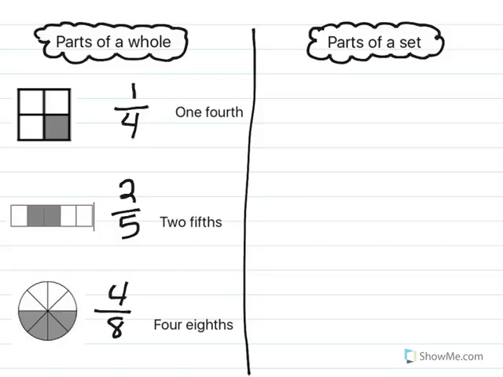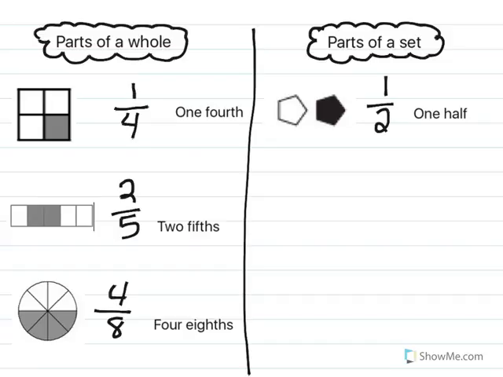Now here the difference is that when we had parts of a whole, we had one whole figure that was broken up into pieces. When we have parts of a set, we have individual different figures that are either shaded or not. So let's look at our first example. Okay, so this right here is our first example. I can see that I have two different figures and one of them is shaded. So here our fraction is 1 out of 2, or 1/2. So here I can see the difference between the parts of a whole and parts of a set, that in parts of a set I have a set of objects instead of one whole piece that is broken up into different sections.